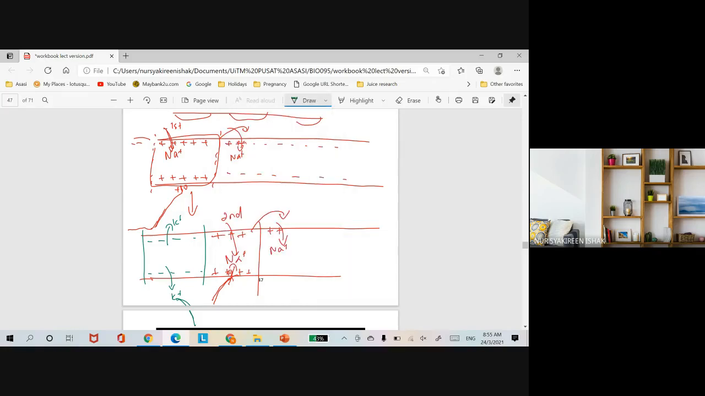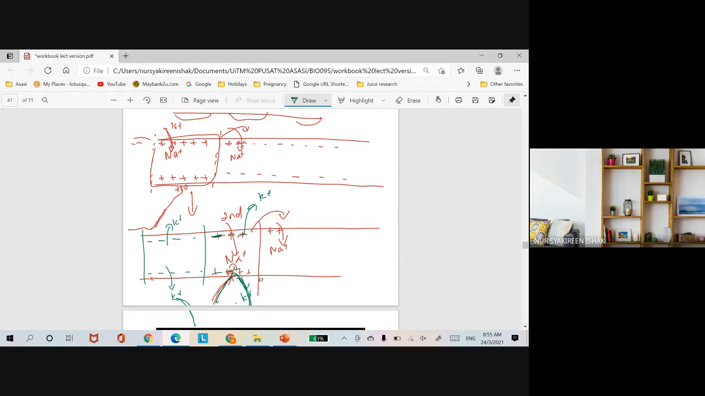Okay, depolarization again. So yang ini daripada positif dia jadi negatif. Sebab apa? Sebab potassium move out. Potassium move out, so dia akan berlaku depolarization. Okay, peak and then depolarize. Okay, so sama juga. So that is how transmission of impulse occurs.